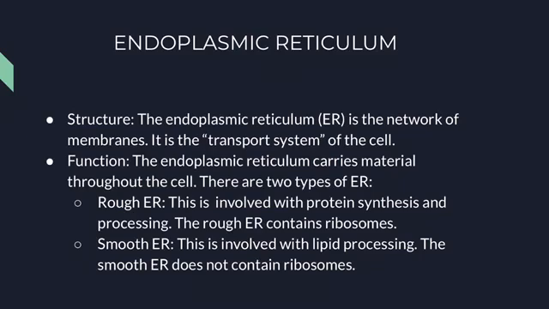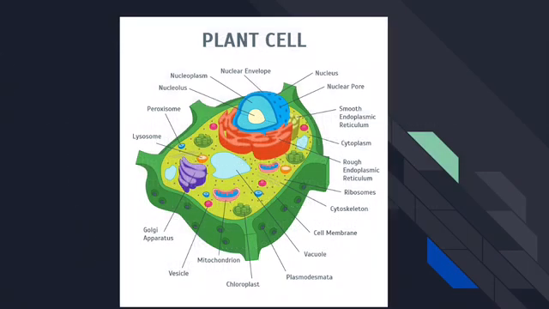There are two types of ER. Rough ER is involved with protein synthesis and processing. The rough ER contains ribosomes. There's also smooth ER. This is involved with lipid processing. The smooth ER does not contain ribosomes. This picture shows some of the organelles that we talked about in a plant cell.